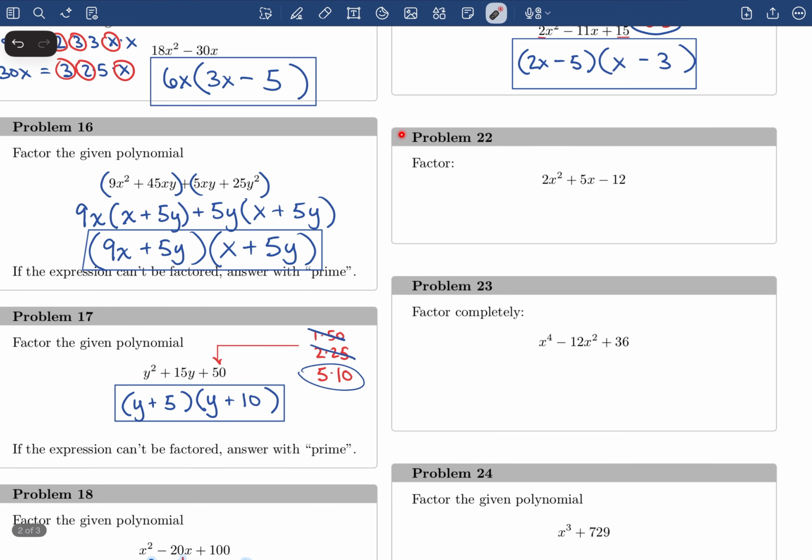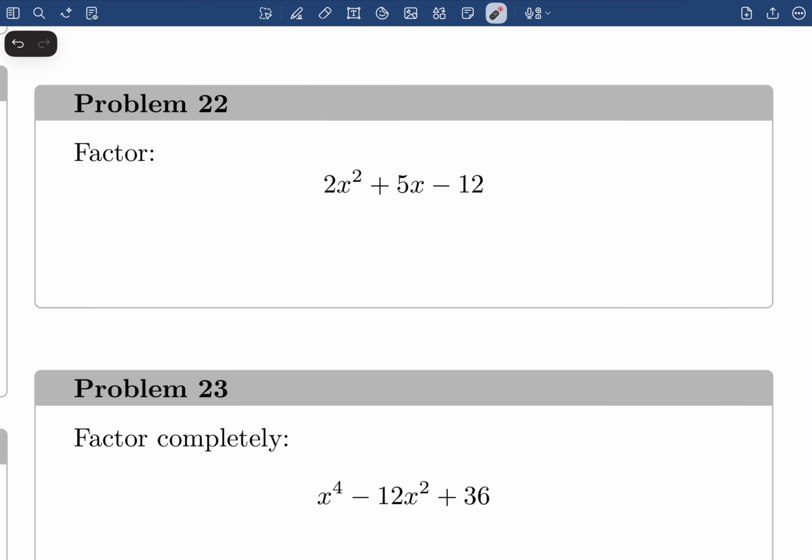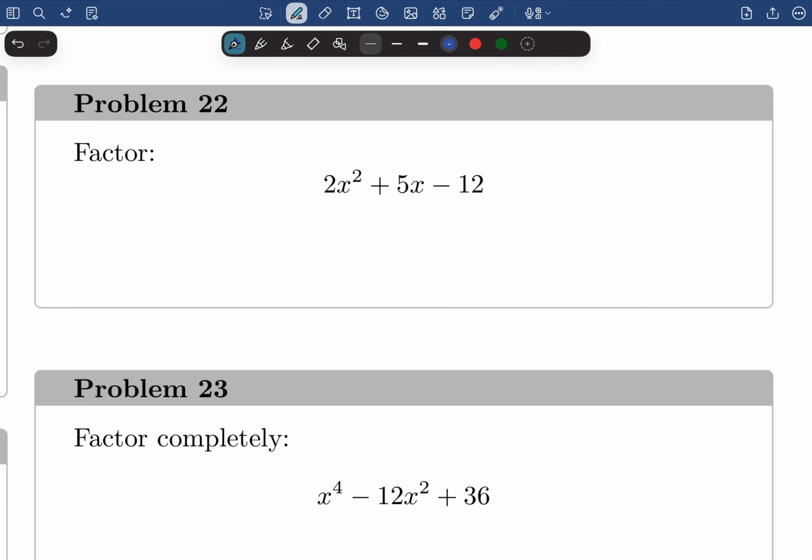Great, problem 22, we continue trying to factor. Okay, so here's another trinomial to factor. Here it is. I'm going to zoom in. Problem 22 says factor 2x squared plus 5x minus 12. I notice that there's not a GCF, so my brain says, okay, take the a value, find its factors. Take the c value, find its factors.